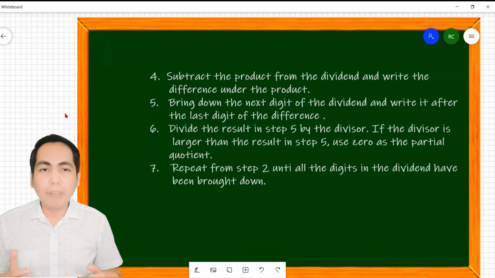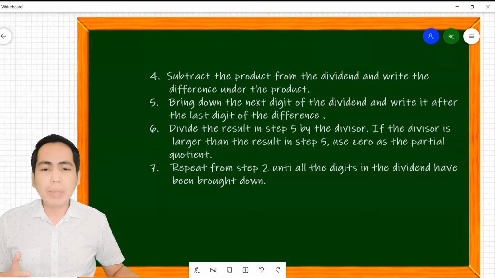Number 6. Divide the result in step 5 by the divisor. If the divisor is larger than the result in step 5, use 0 as the partial quotient. And number 7. Repeat from step 2 until all the digits in the dividend have been brought down. So let us have examples.